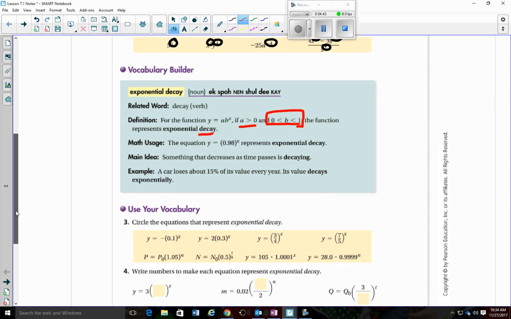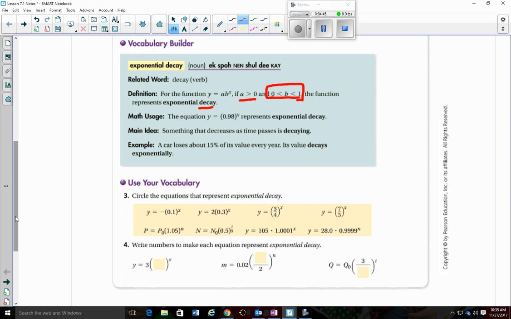So let's see if we can practice that skill with number 3. We want to circle the equations that represent an exponential decay. So again, here you have 2 conditions in order for it to be true. The number in the front has to be positive, and then the base has to be a fraction.